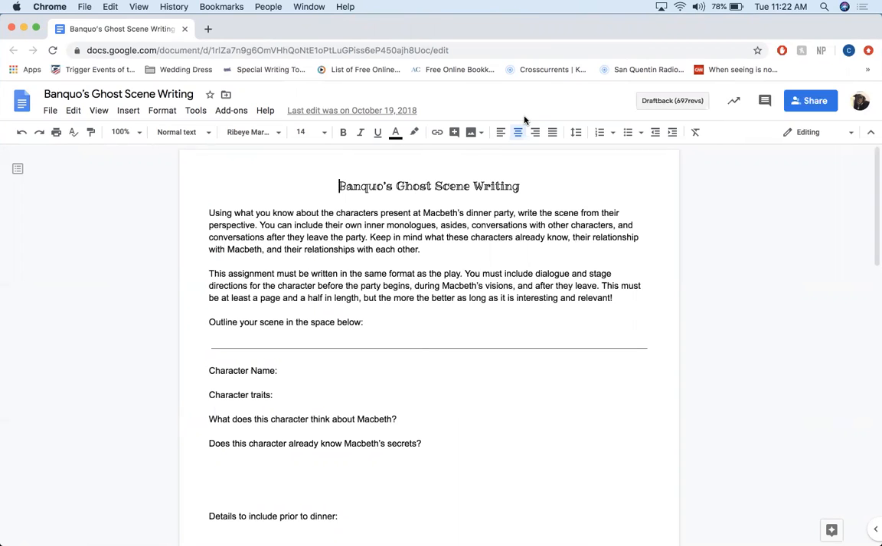What you're going to be doing is using those same basic details but doing a little bit of creative writing, because you're going to write the scene from another character's perspective. So using what you know about the characters present at Macbeth's dinner party, write the scene from their perspective. You can include their own inner monologues, asides, conversations with other characters, and conversations after they leave the party. Keep in mind what these characters already know, their relationship with Macbeth, and the relationships with each other. This assignment must be written in the same format of the play.